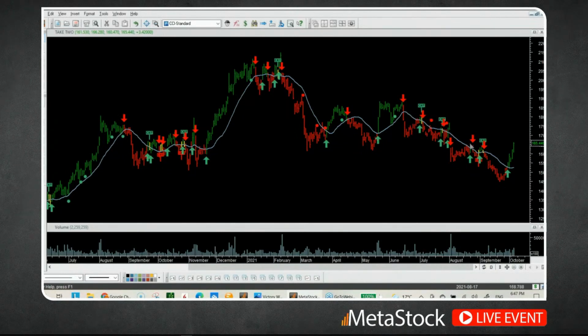Along this stretch lower, there were certainly opportunities to go short that worked out very nicely. Previously, going back to last year, there were certainly some opportunities for the long side. But right now, we're in wait and see mode here. There's nothing to do but wait patiently, and we will be rewarded eventually.